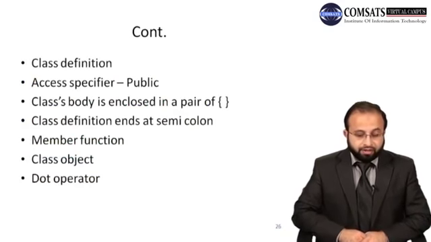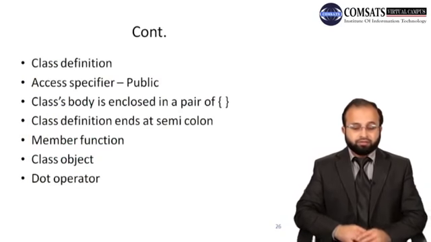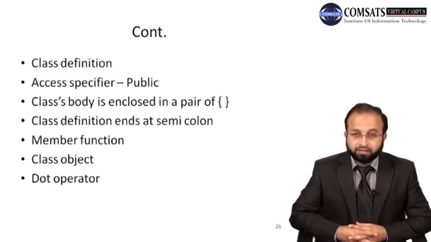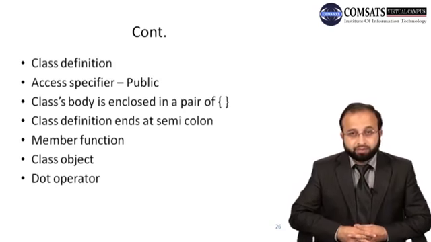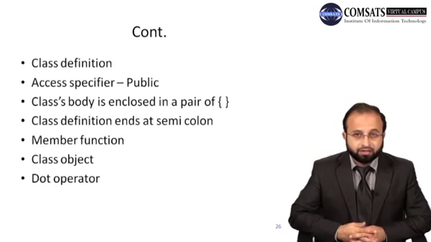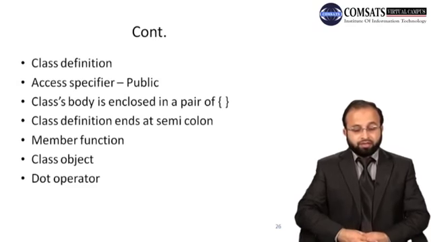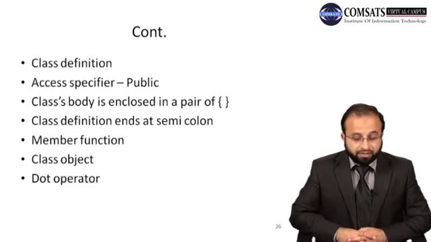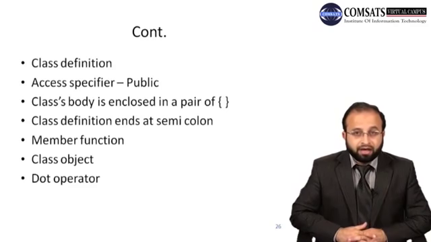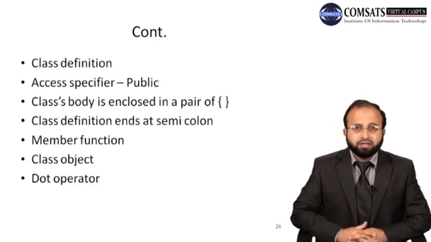Now we have seen here the class definition and the access specifier public. Why do we have the access specifier public? We have another access specifier that is private and another one that is protected. We will see the difference between these access specifiers later. Right now, the public access specifier means that all those functions that are declared public inside the class definition are accessible outside the class using the object of the class.